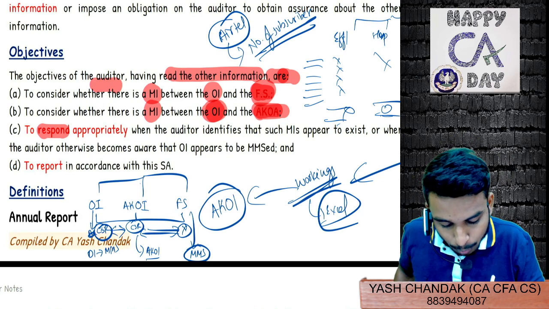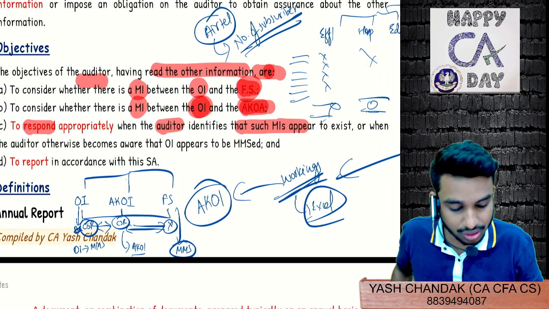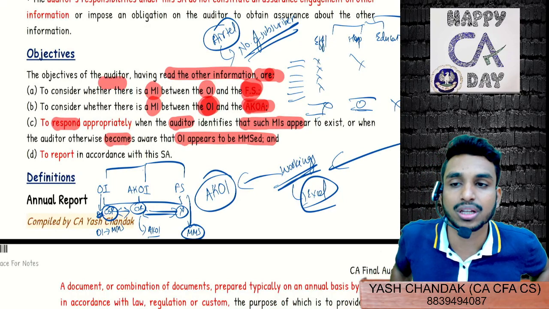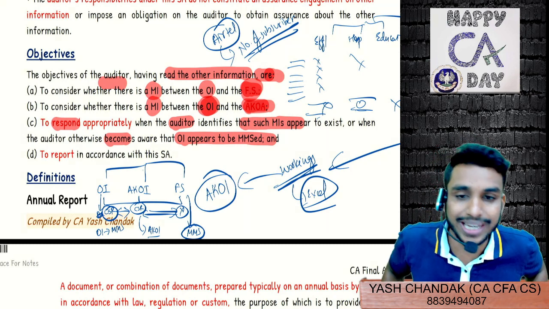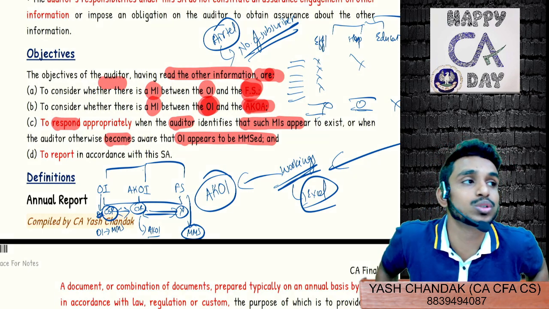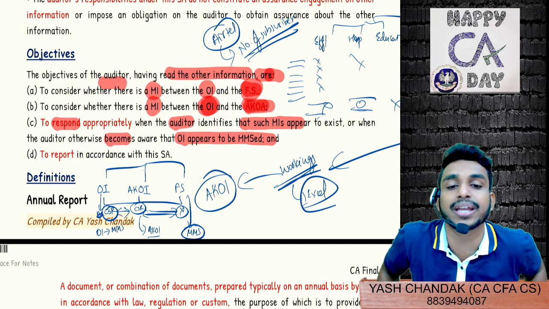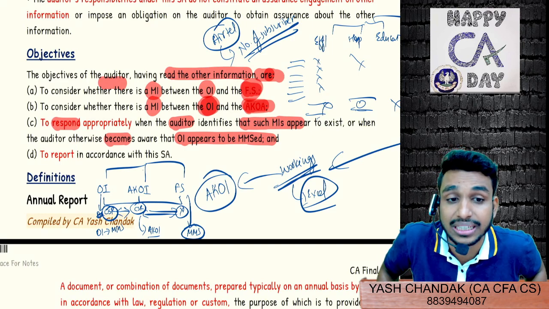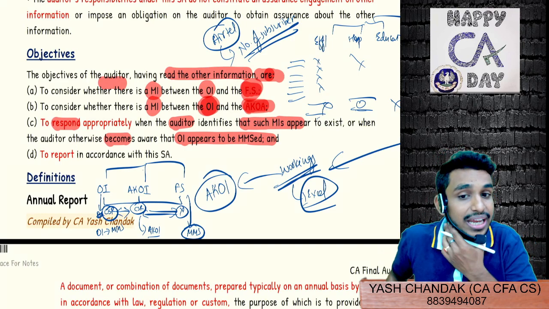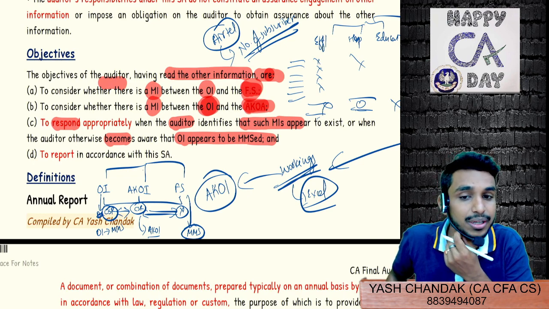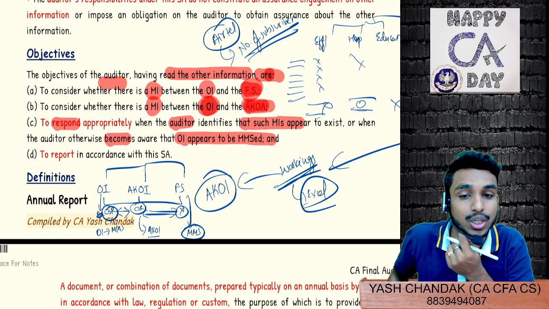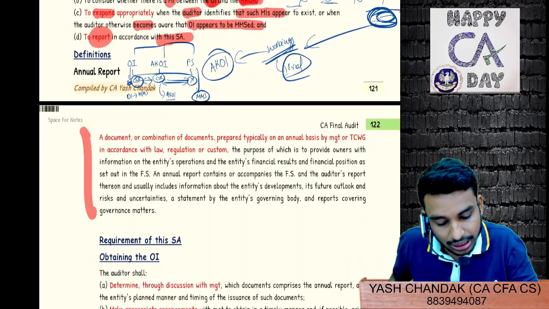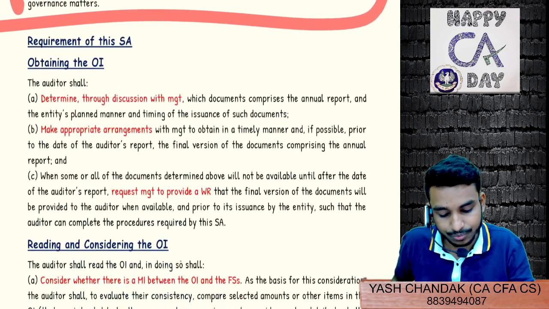And to respond appropriately when the auditor identifies that such MI appears to exist, or when the auditor otherwise becomes aware that OI appears to be materially misstated. That means, if you find that there is MI between OI and FS or between OI and AKOA, then you will have to check whether there is a material misstatement in the other information, whether OI contains MMS. So is there any MI between OI and FS, and MI between OI and AKOA? Then you will have to check whether MMS exists in OI. And lastly, to report in accordance with SA 720. Look at the definition of annual report, you already know what an annual report is.